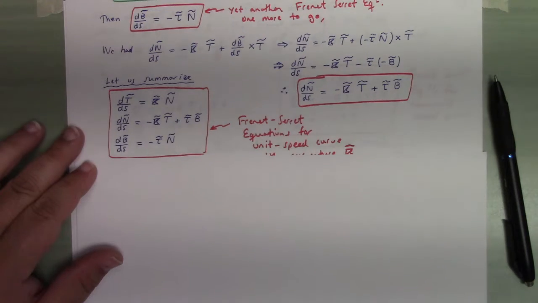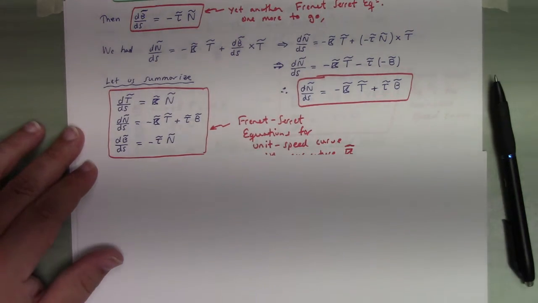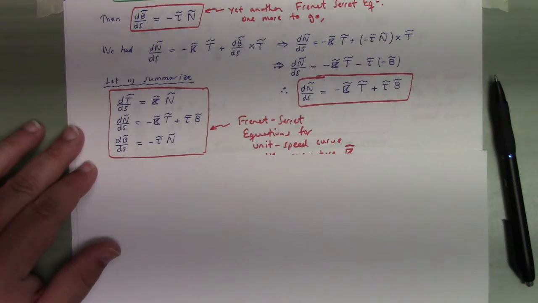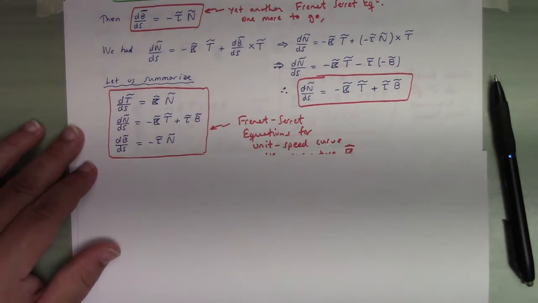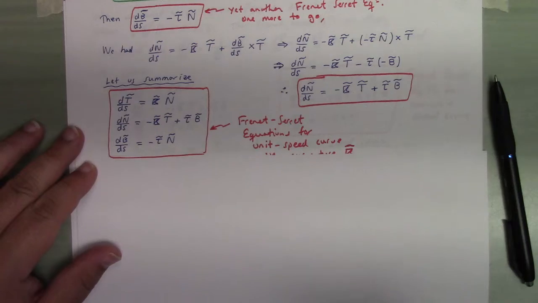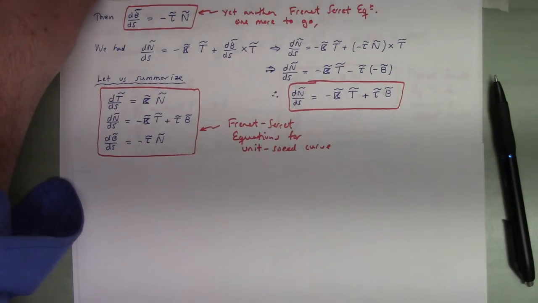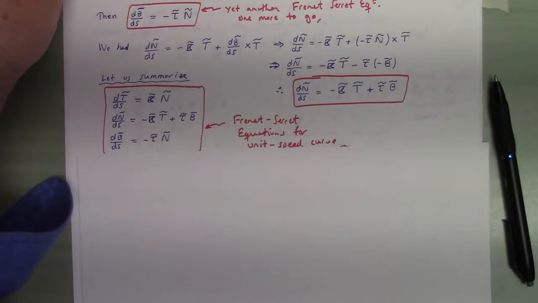These are very interesting equations because they essentially describe how the curve is shaped in terms of how the tangent, normal, and binormal are changing along the curve, through these two functions, curvature and torsion.